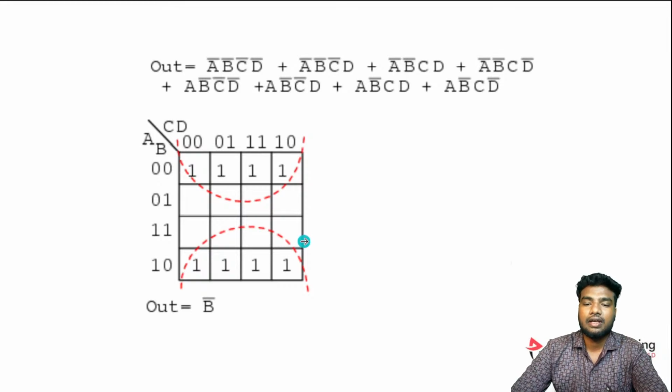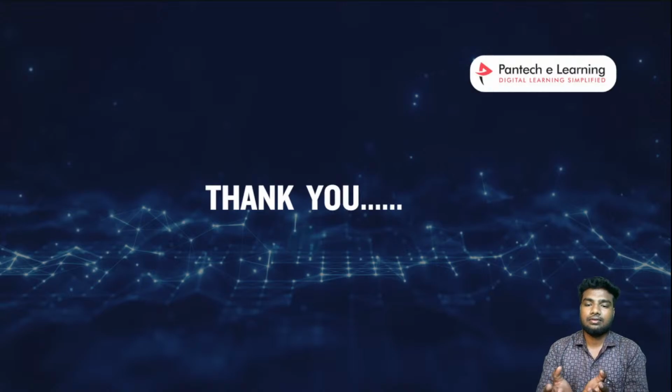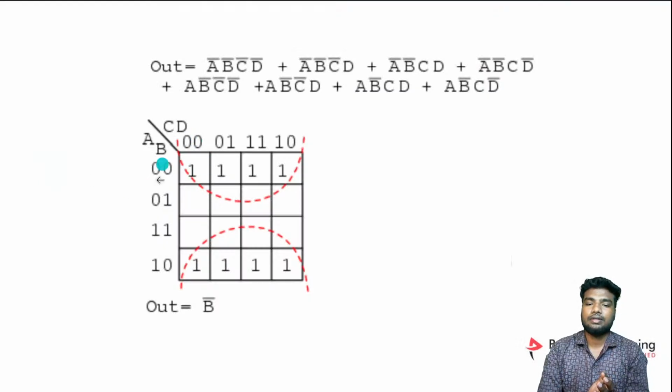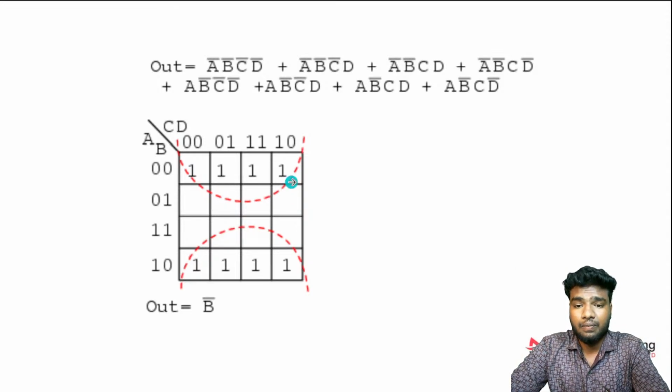Imagine it's like a paper that I'm folding, like this. I have some 4-bit value on this side and some 4-bit value here. I'm grouping them, meaning I'm just folding the paper. By doing this I can group the K-map.